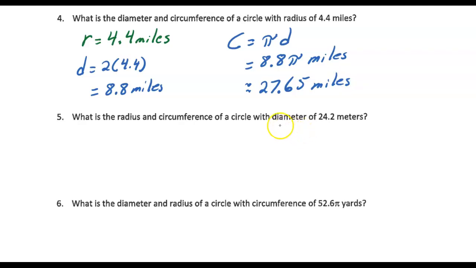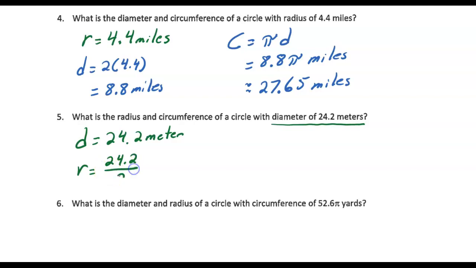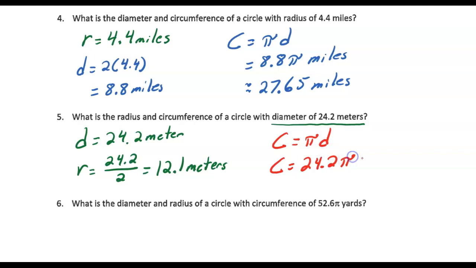For problem number 5, we know the diameter is 24.2 meters. The radius is half of the diameter. So 24.2 divided by 2 gives me 12.1 meters when I use my calculator. Circumference is pi times diameter. We know the diameter is 24.2, so I'll say 24.2 pi meters. And using my calculator, I get that to be approximately 76.03 meters.